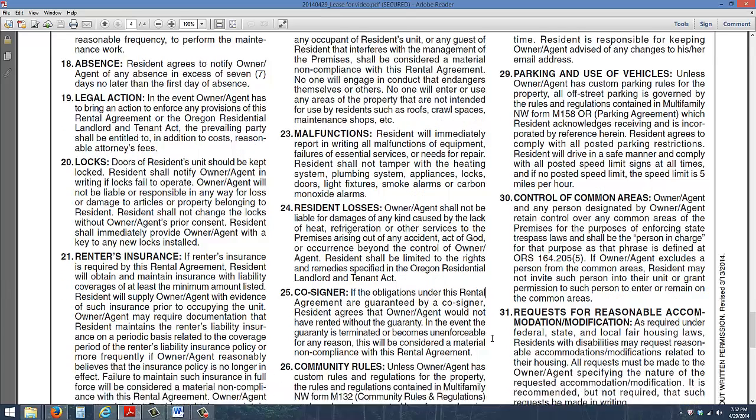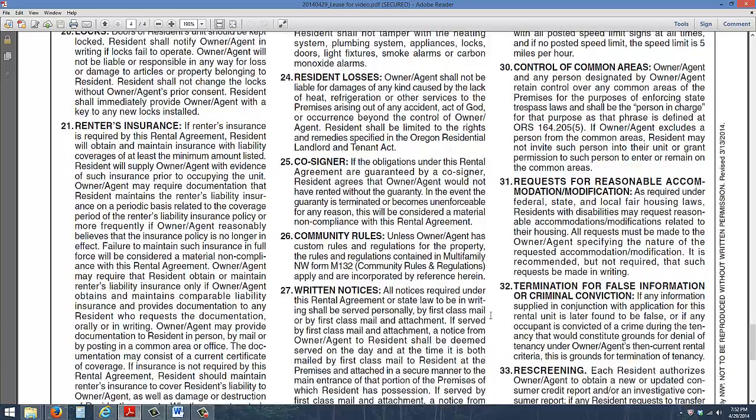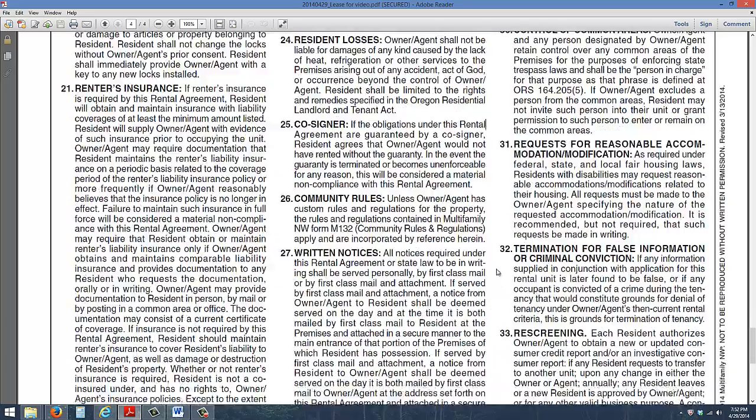Over here we have Section 31 that deals with reasonable accommodations. If you need a reasonable accommodation, please feel free to make a request, and please specify the nature of that request. If you can do so, requests also can be made in writing, but that's not required.